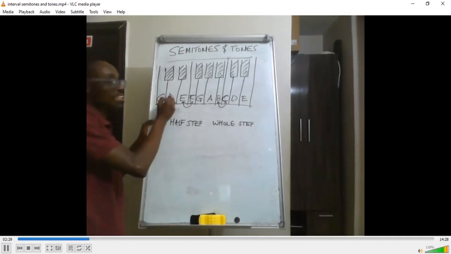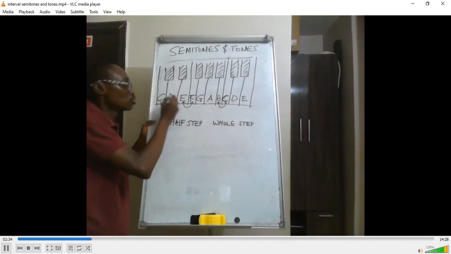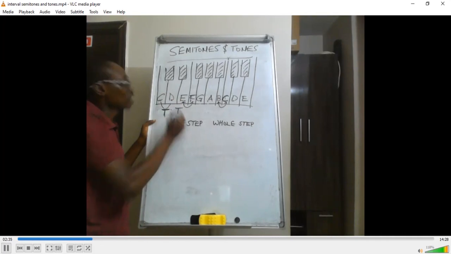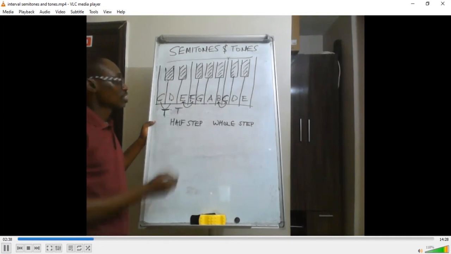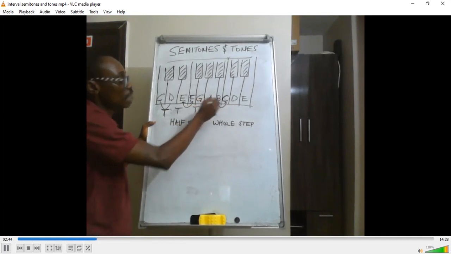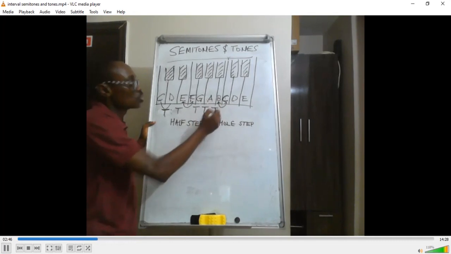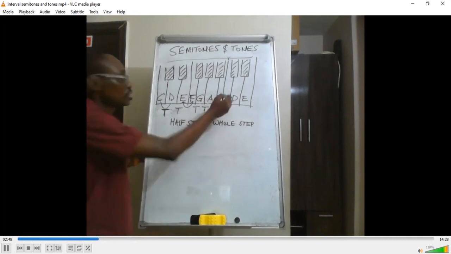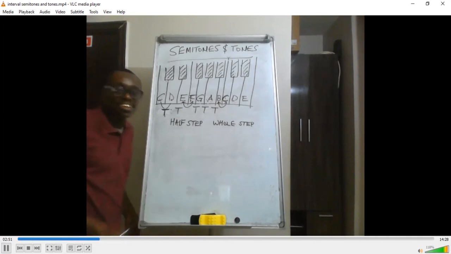So between C and D, there is a black key. Between C and D, that distance is a tone. Between D and E, you have another tone. Between F and G, you have a tone. Between G and A, you have a tone. Between A and B, you have a tone.